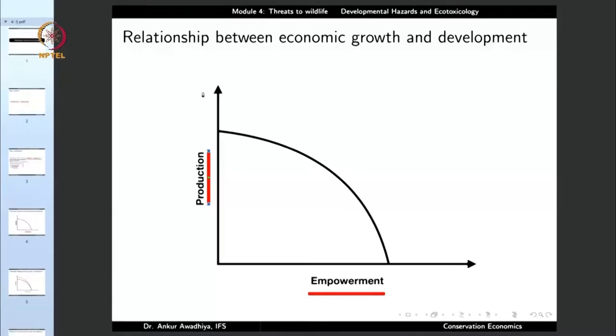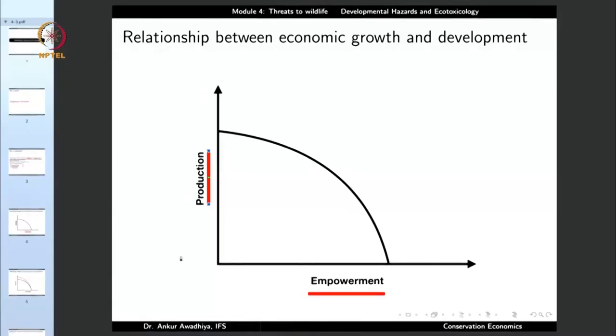The society might even take another decision that empowerment is more important for us, and so we are going to divert certain resources from the production sector and we are going to put them into the empowering sector. So for instance, we will take out the best managers that are there in the industries and we are going to put them into academics. So when such a thing happens, then we will say that the society is focusing on empowering.